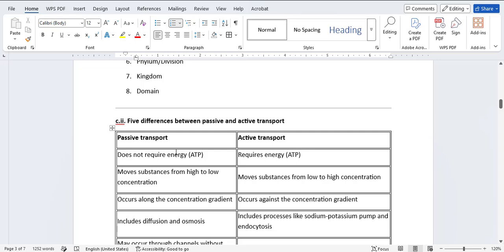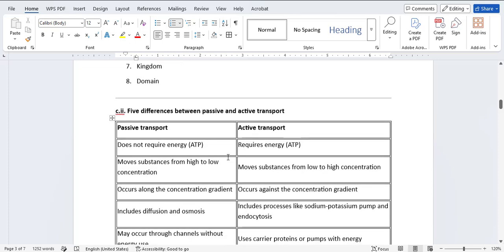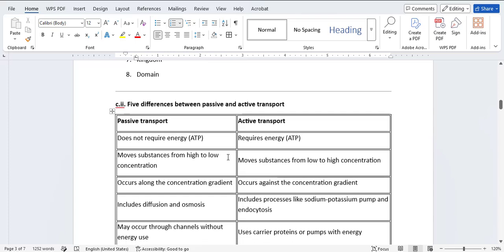You have to state two differences between passive and active transport. So you're giving some five of them here so that you can enrich or update your knowledge. Passive transport does not require energy, while active transport requires energy.